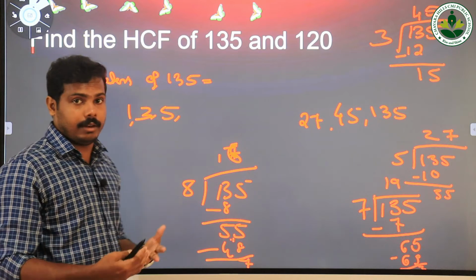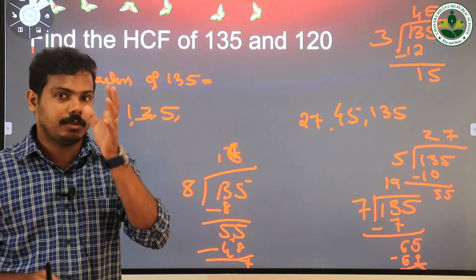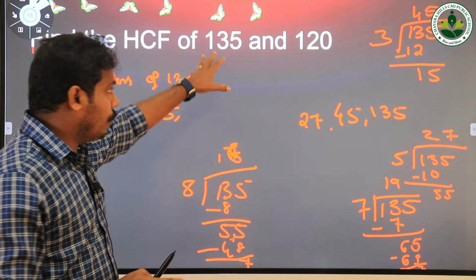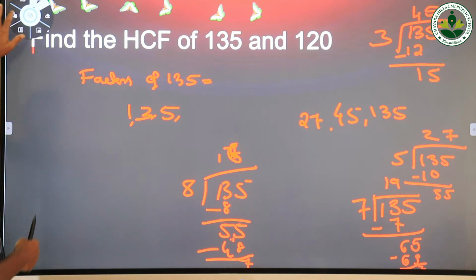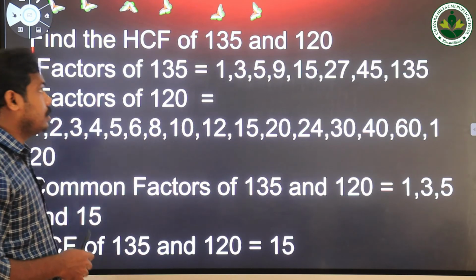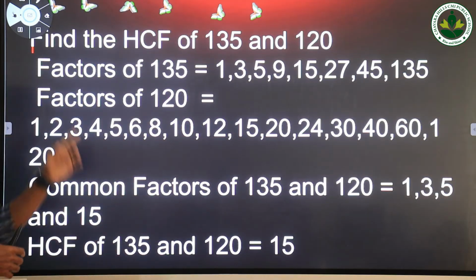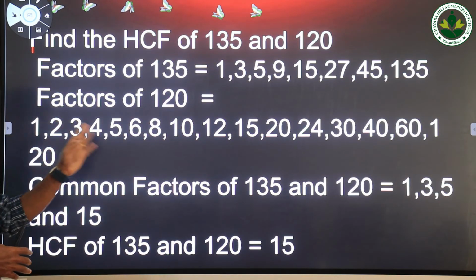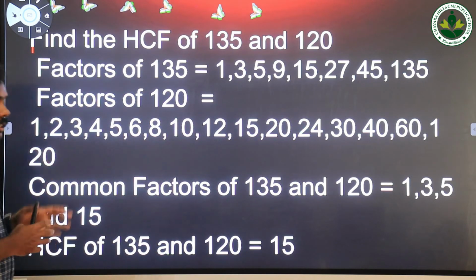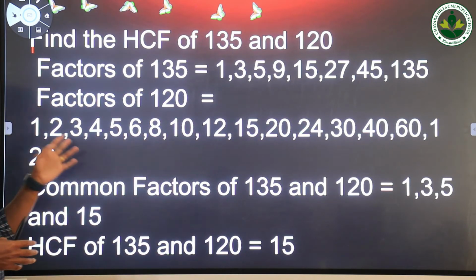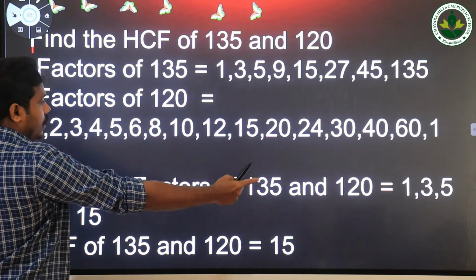Then we need to check for 9, and like that. It is difficult. So our first method is difficult for bigger numbers. Anyway, we can check which are the factors of these numbers. The factors of 135 are 1, 3, 5, 9, 15, 27, 45 and 135. Like that, the factors of 120 are 1, 2, 3, 4, 5, 6, 8, 10, 12, 15, 20, 24, 30, 40, 60, 120. Among these two numbers, 1 is the common factor.